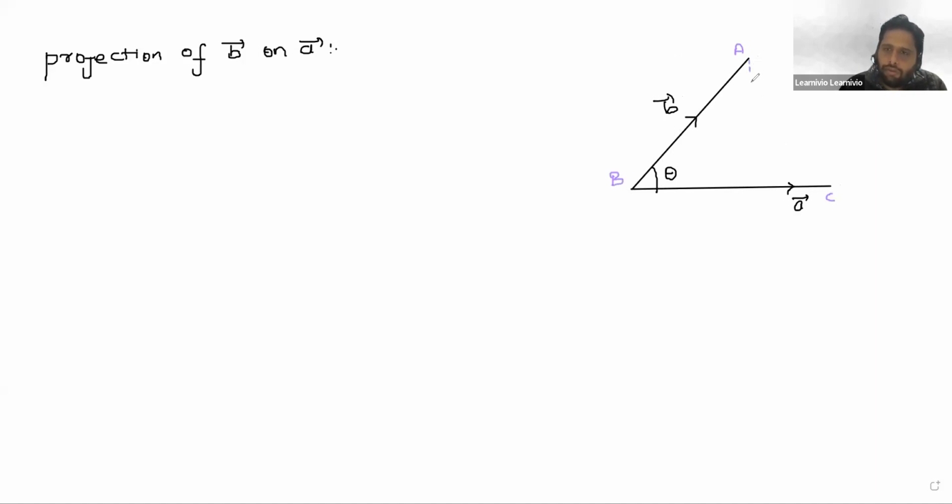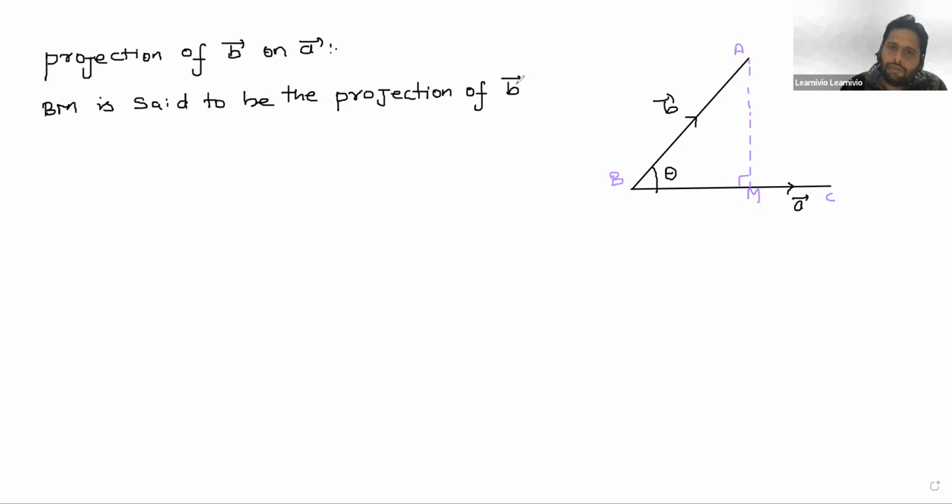If you draw a perpendicular from A to this line BC, let the foot be M. Then BM is said to be the projection of vector B on vector A. So this is the projection of B on A, and we need to find BM.